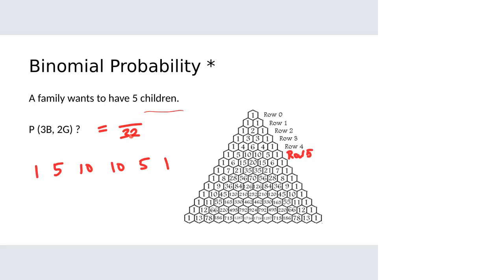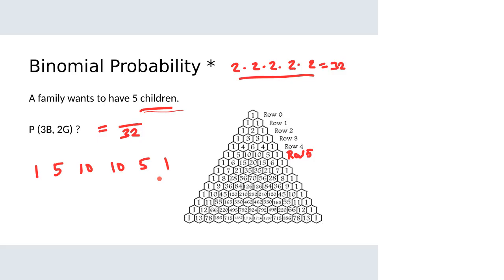Another way to get 32 outcomes is, they're going to have 5 children: 2 possibilities for the first one, 2 for the second, 2 for the third, 2 for the fourth, 2 for the fifth. Multiplying all those together, there are 32 outcomes. So you could get the number of outcomes 2 different ways. You could multiply 2 by itself 5 times, or add the numbers that are in that row of Pascal's triangle.